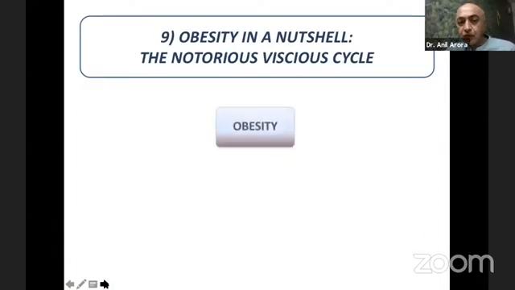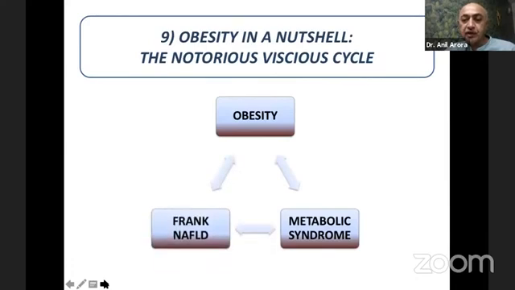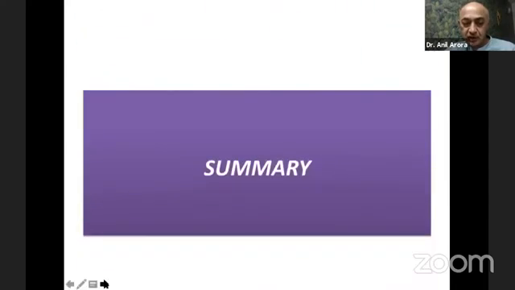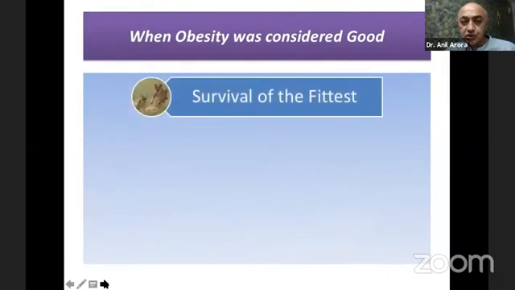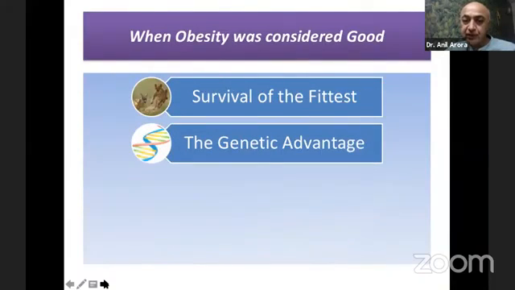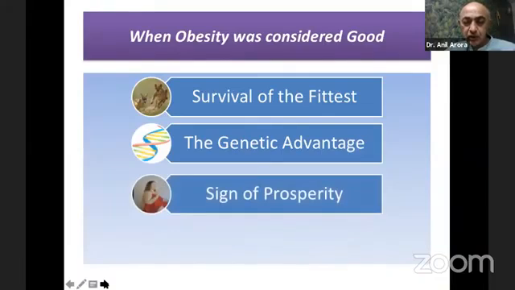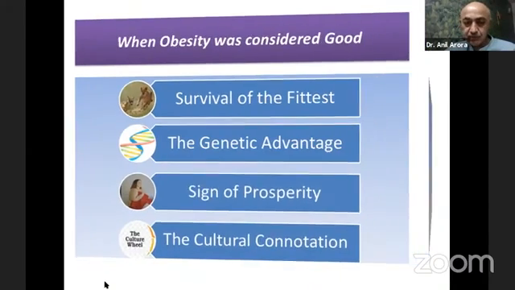And finally, as all of us know, we almost have daily webinars on this. Obesity, metabolic syndrome, and frank NAFLD are just intertwined processes. One can lead to another, and you know all the consequential effects of that. To summarize, ladies and gentlemen, obesity at one time was considered to be good because it was the reason for you to survive. That led to survival of the fittest. It gave you a genetic advantage of living over and above others who could not survive because they could not store fat. It was supposed to be a sign of prosperity and well-being, and also a sign of opulence and cultural connotation, as even manifested in presidential election campaigns way back in the US.